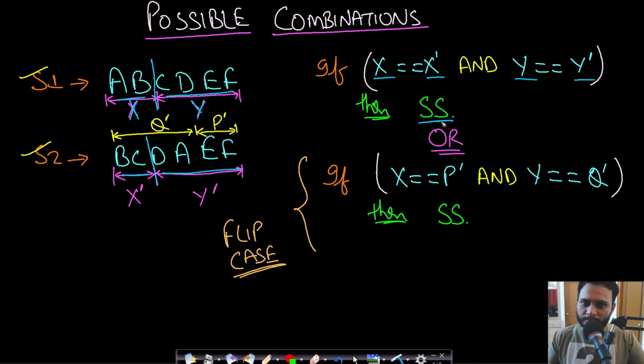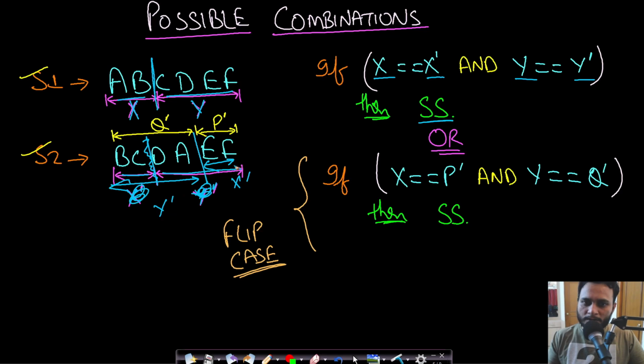Now one other possibility is that you are dividing at this point. Instead of dividing at this point, we can also have a flipped order. So if this is X dash and this is Y dash, then we can take the last two characters as X dash and the rest of the characters on the left hand side as Y dash, because flipping is allowed.